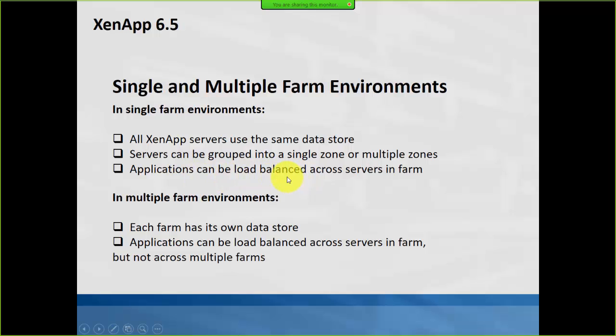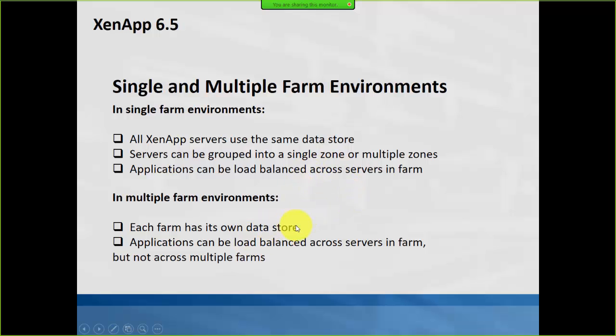Applications can be load balanced across servers in a farm. In one farm there are 10 servers, suppose we have just 2 servers. So we will be installing MS Office 2010 on both of them, suppose. So they will be load balanced. So 10 users connecting to the first server for MS Office, then the next 10 users will be connecting to the other server. So not all users will be putting the load on one server. So they will be load balanced. In multiple farm environments, each farm has its own data store.